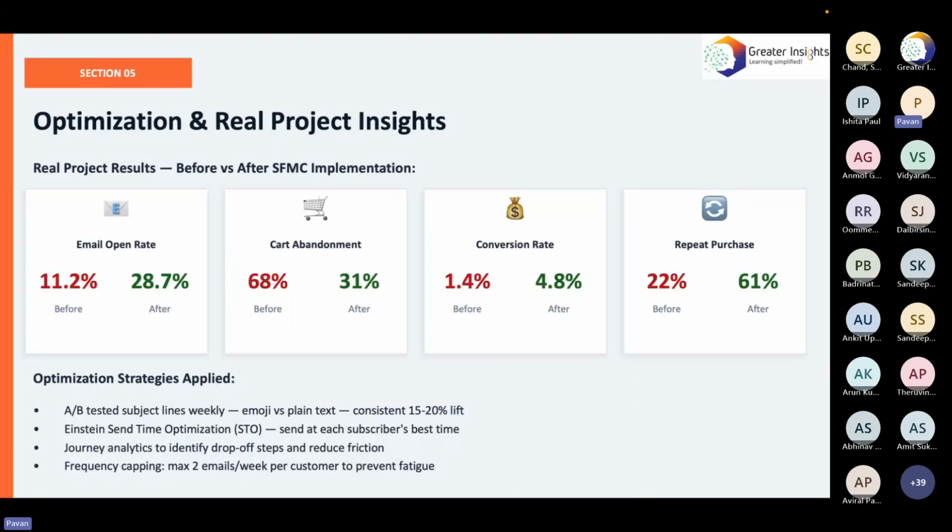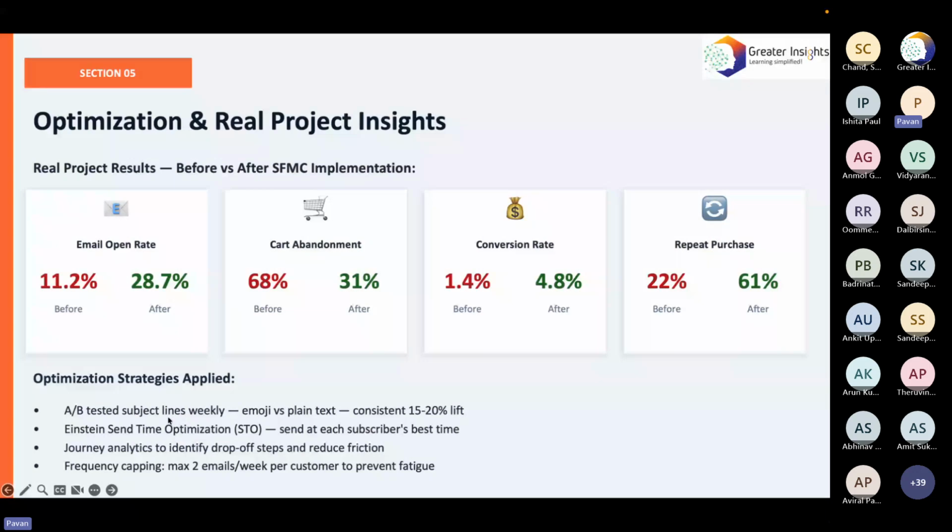Conversion rate. What is a conversion? Conversion of making a purchase of a product was 1.4%. Now it is 4.8%. Repeat purchases went from 22% to 61%, because you worked on personalization, you worked on timing, you worked on nurturing the customer's journey, enhancing it. All of that happened. Now you see there is an optimization and strategies applied.